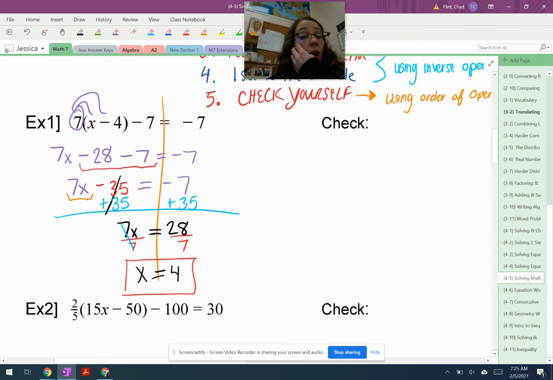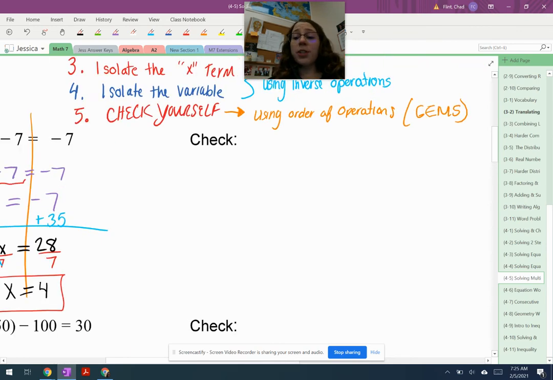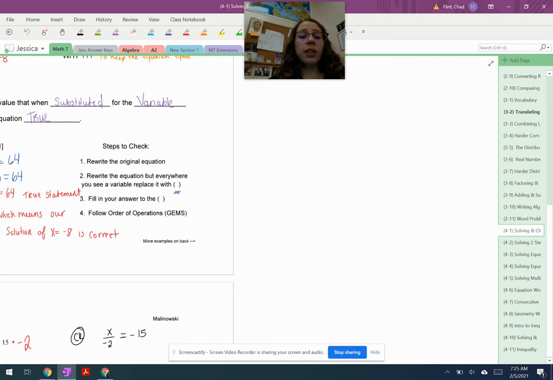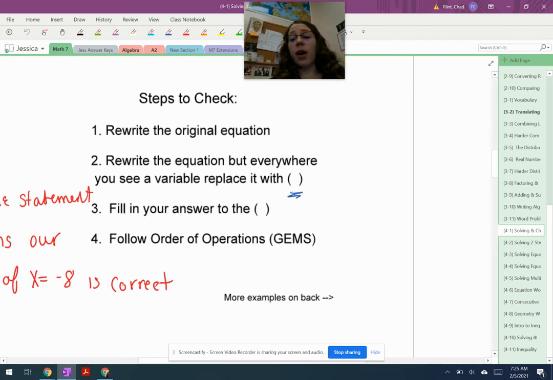And then that leaves our check. Remember, your steps to check can be found in 4-1 or 4-2. Hopefully you've got the checking process down at this point because we're on the 5th lesson. If not, just go back and use those steps, rewriting the original and so on and so forth.